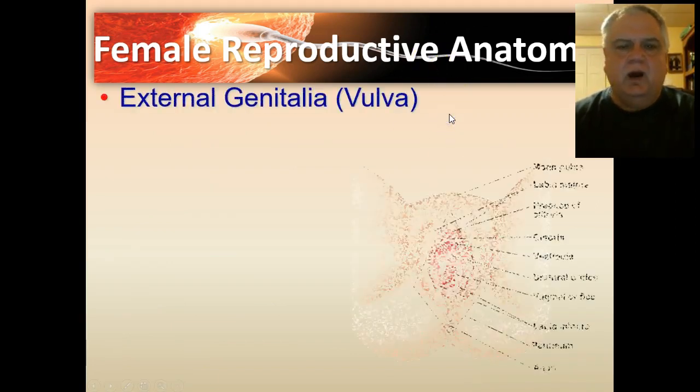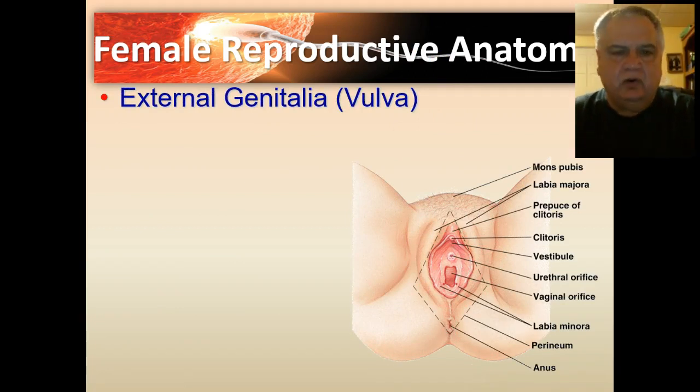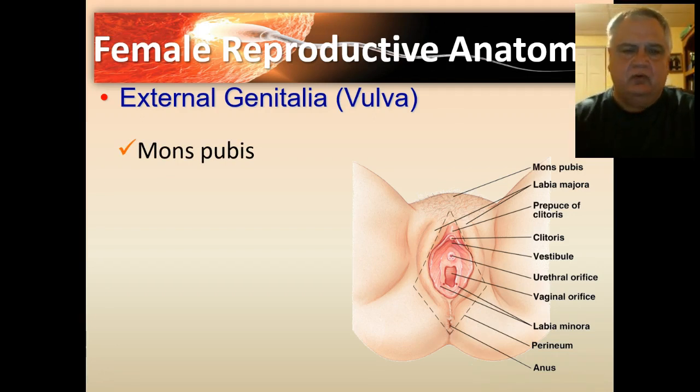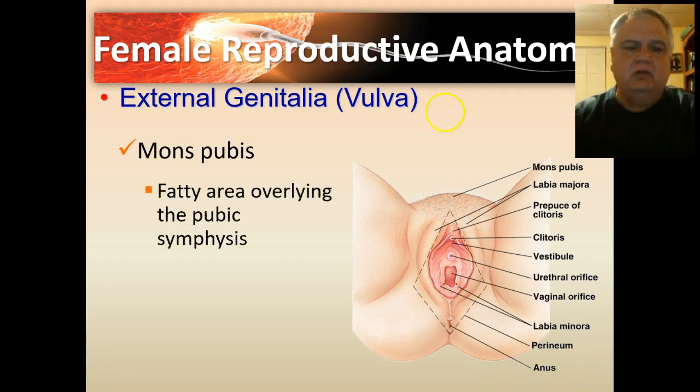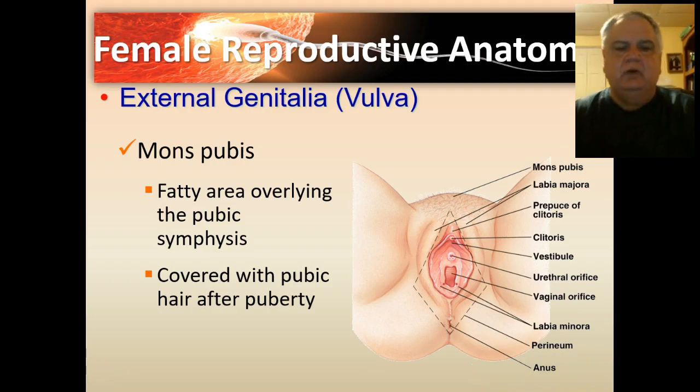Okay. Next up, that was the internal genitalia. Let's take a look now at the female external genitalia. The external genitalia is referred to as the vulva. The vulva, or external genitalia, consists, first of all, of the mons pubis. The mons pubis is this fatty area that has a dome shape to it that overlies the pubic symphysis. Remember, that's the joint where the two pubic bones meet one another anteriorly. The mons pubis is covered with pubic hair after puberty.